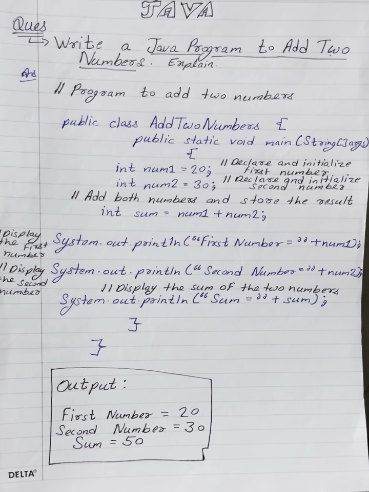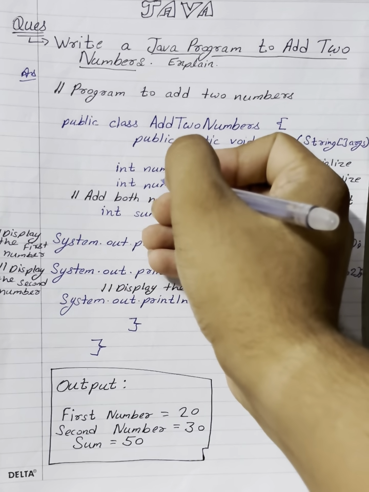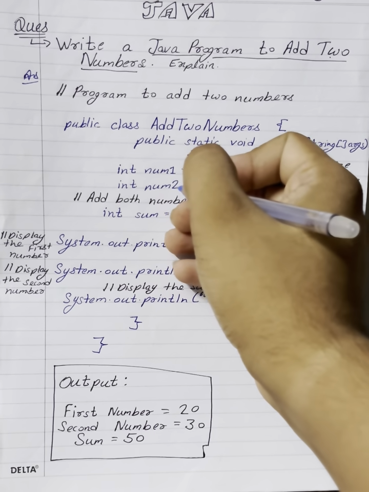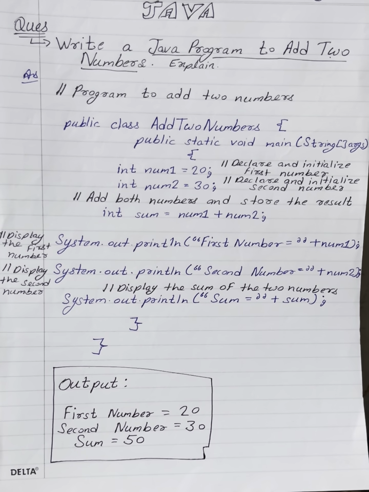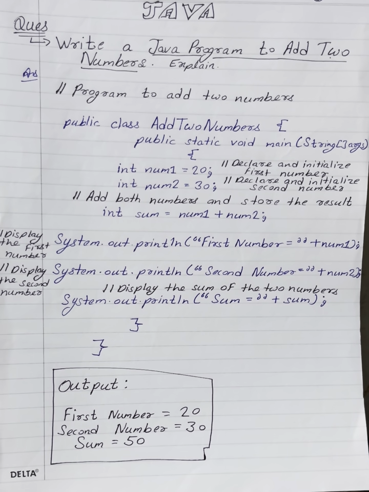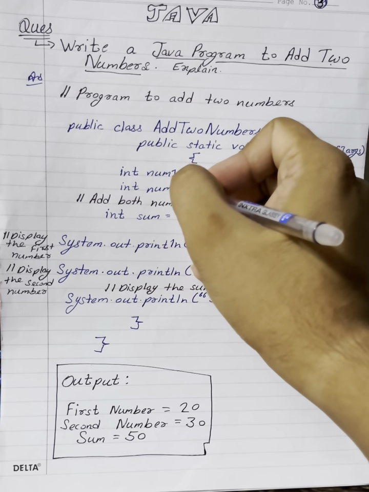we have to first declare two integer variables named num1 and num2, or you can say number1 or number2, using the int data type, which is used to store whole numbers. And after that, we assign the values 20 and 30 to these variables using the assignment operator, this equals to.